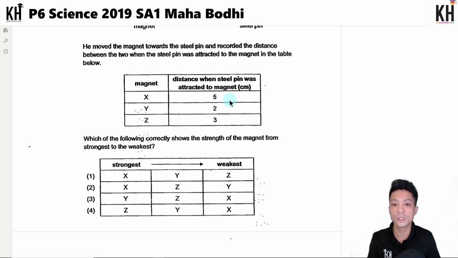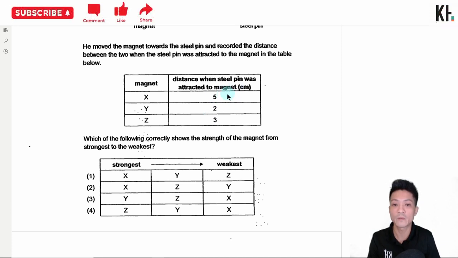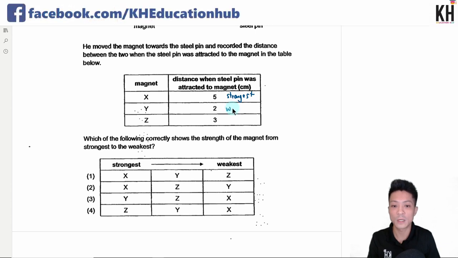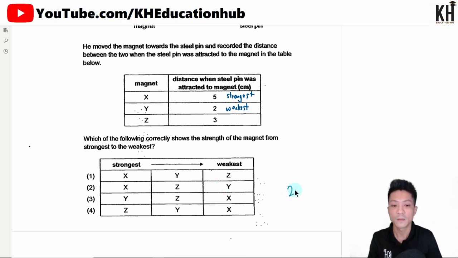The strongest magnet will probably attract the pin from the longest distance. So this is the strongest. The weakest one will be Y, weakest because it needs to get the closest in order to attract. So X should be the first one and Y should be the last one. Option 2 is the answer.